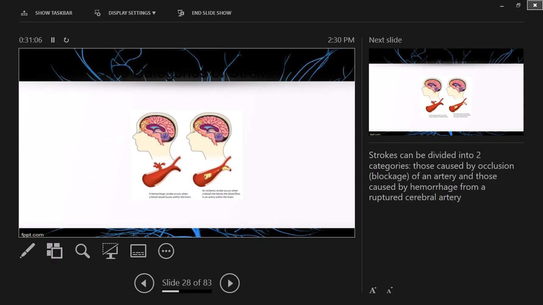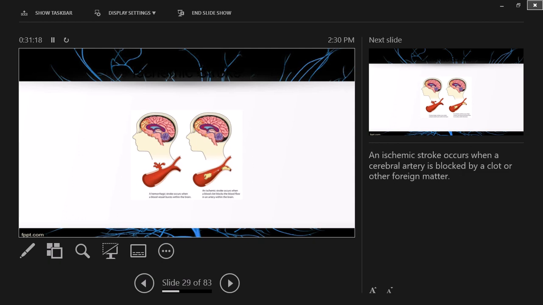Again, strokes can be categorized into two different divisions. One caused by a blockage, ischemic, and one caused by a rupture of a vessel, almost always an artery, or hemorrhagic. When we're looking at this, the blockage in an ischemic stroke can be caused by either a thrombus or an embolus. What's the difference between the two of them? What is a thrombus?